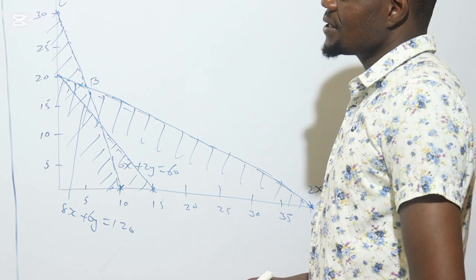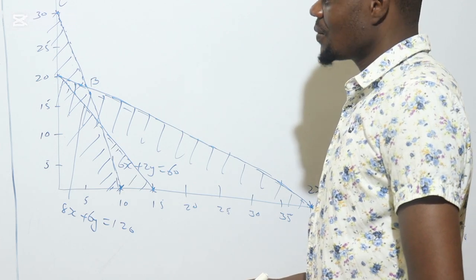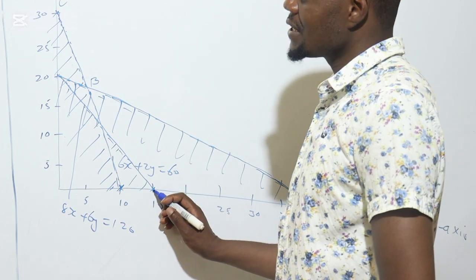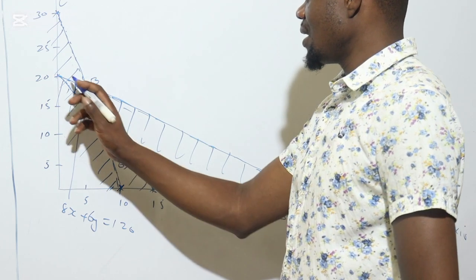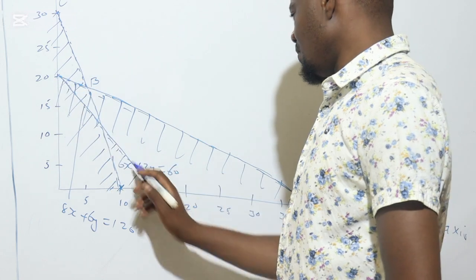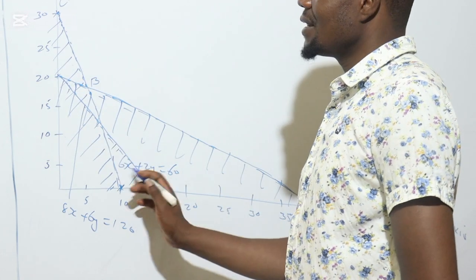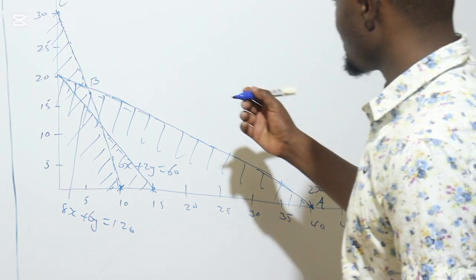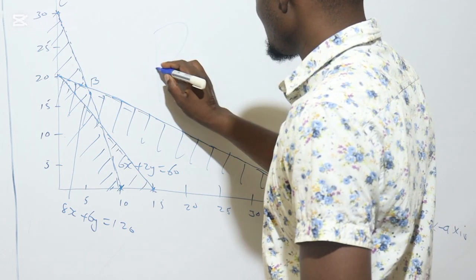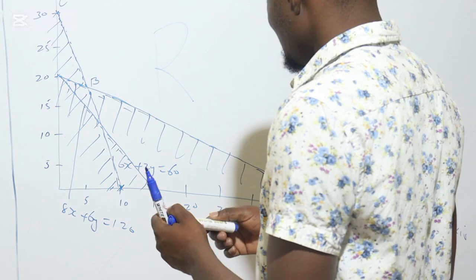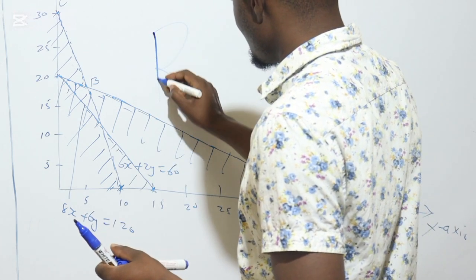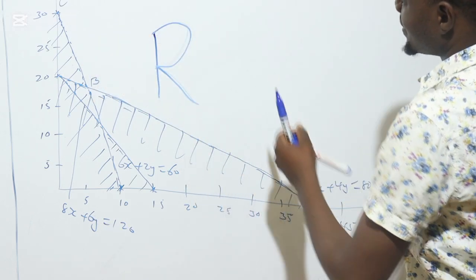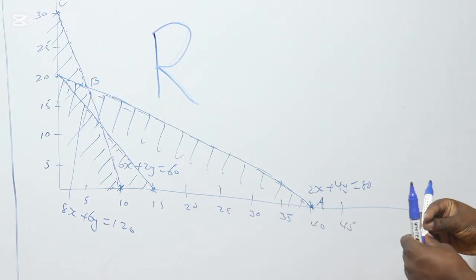The last constraint is 8x plus 6y greater or equal to 120. So there we have the coordinates, 15 is here and 20 here. Then join using a full line and shade the lower part. So where is our feasible region? Our feasible region is here. That is the region that we want. All of this upper part is the region that satisfies all our constraints simultaneously.